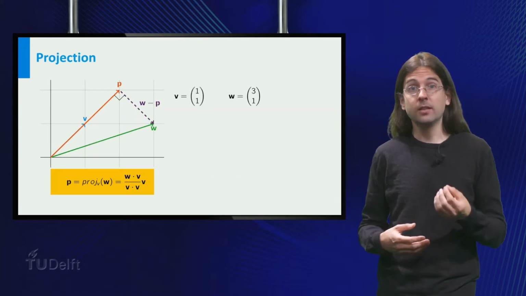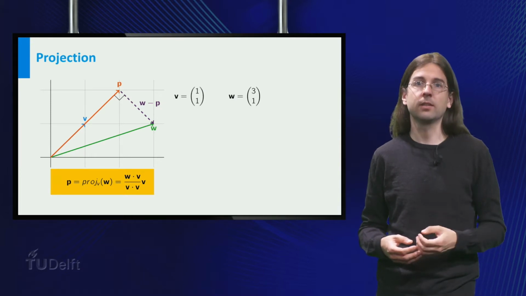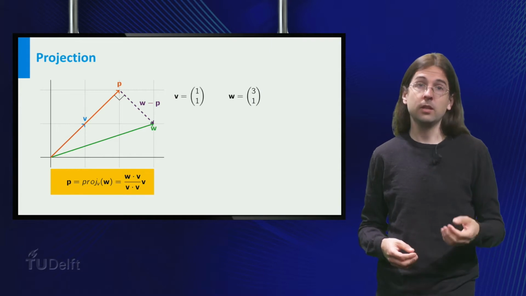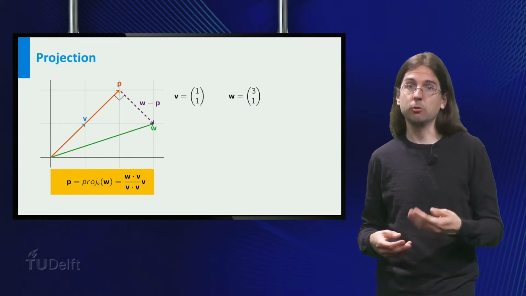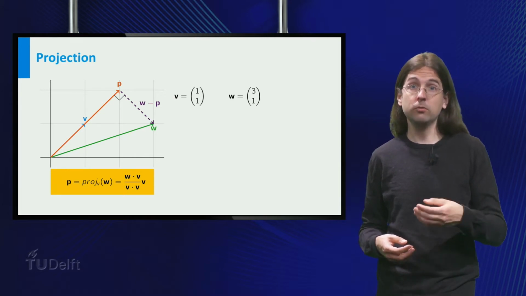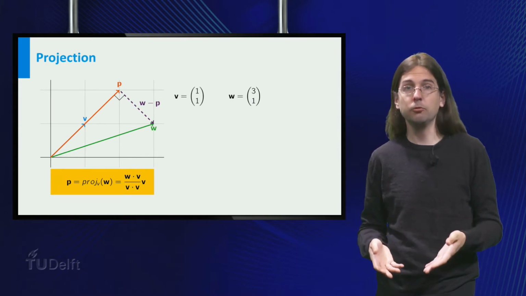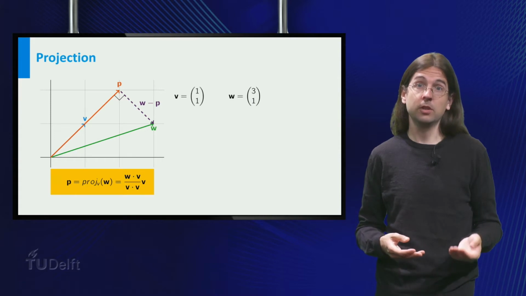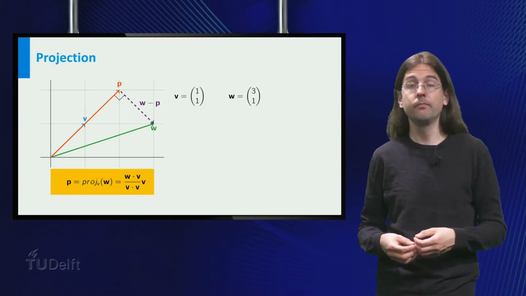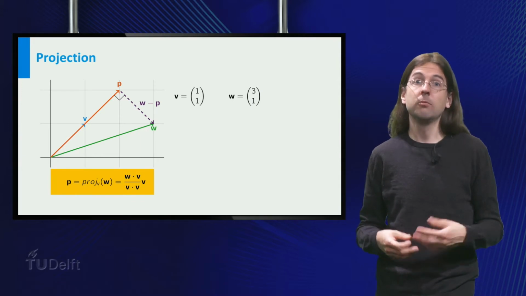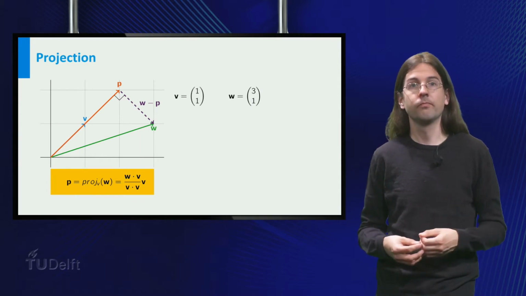At first sight, this formula is a bit hard to understand. So let us do an example. Consider the vectors V equals (1, 1) and W equals (3, 1). Then the projection of W onto V equals the dot product of V and W, which is 3 plus 1 equals 4, divided by the dot product of V with itself, equals 1 plus 1 equals 2, times V, so 2 times V, which is the vector (2, 2).